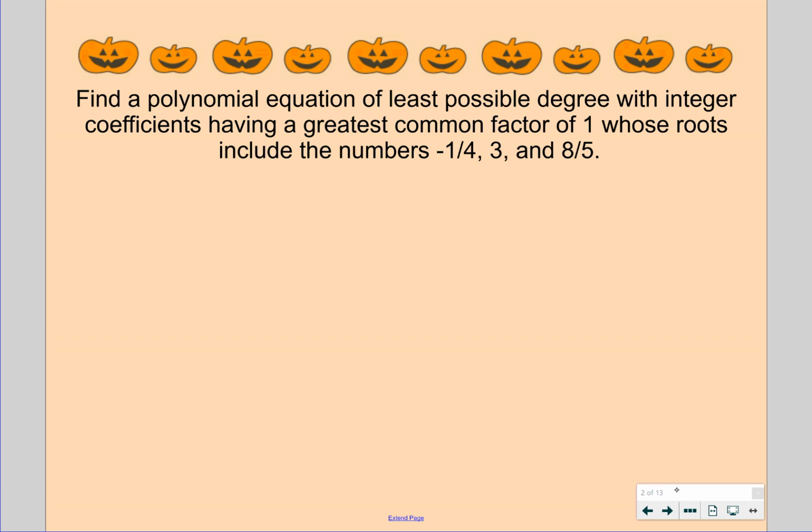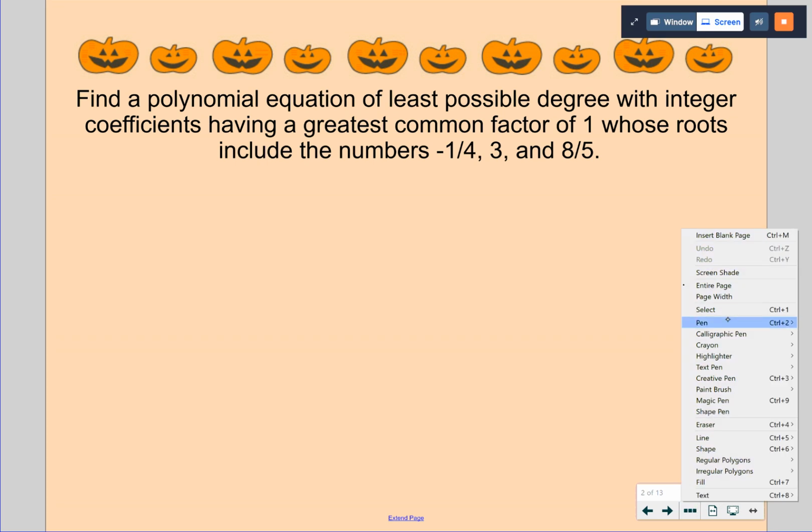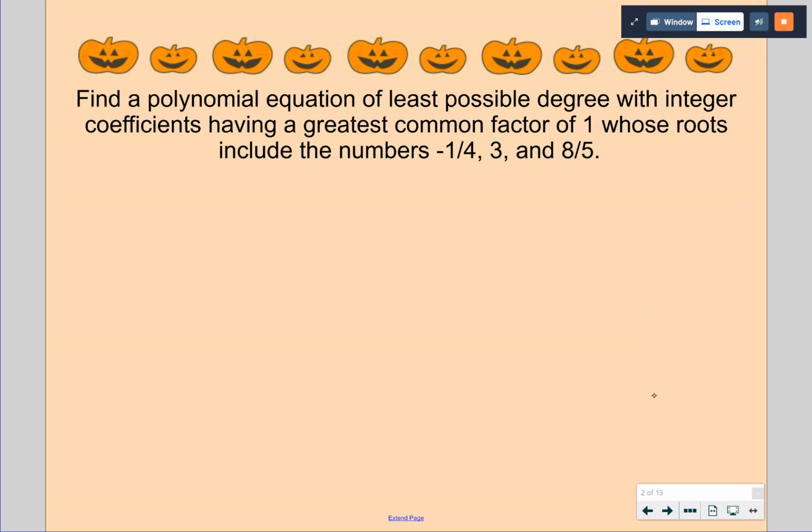So this one you guys can just do in your notebook. It says we're going to find a polynomial equation of least possible degree with integer coefficients that has a greatest common factor of 1, whose roots include the numbers -1/4, 3, and 8/5. Okay, so least possible degree. Greatest common factor is 1. And then we have 3 roots. That's the important information you need to get from this.